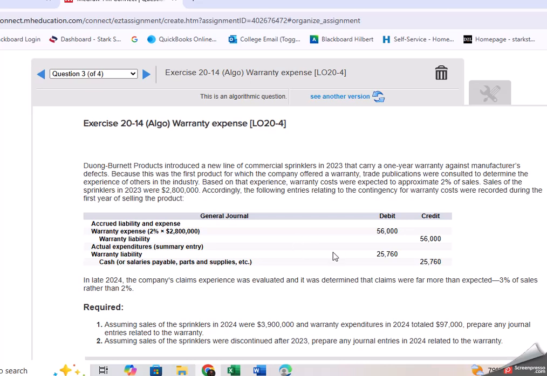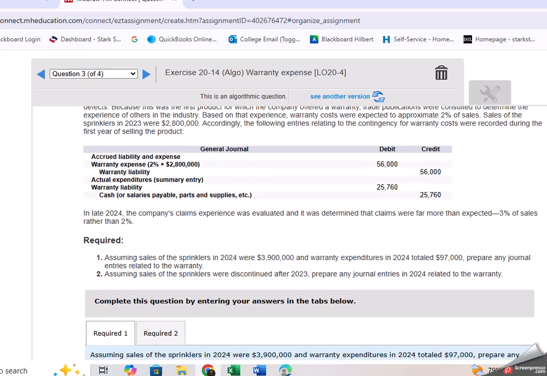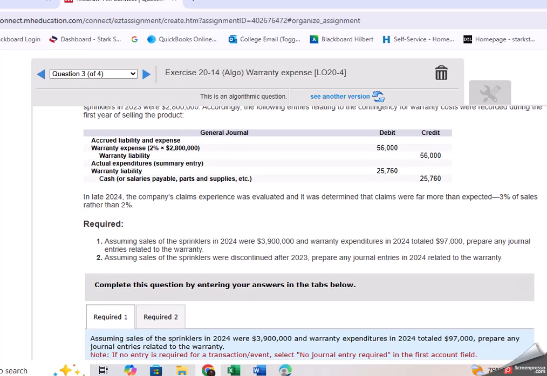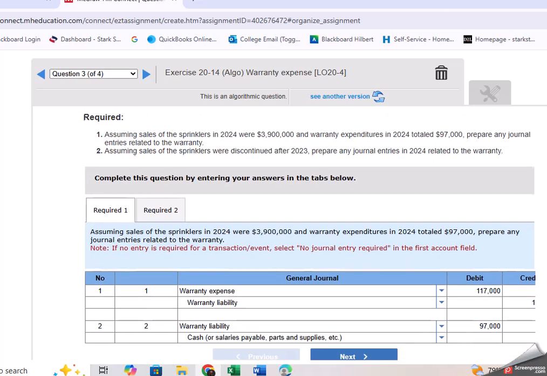So they charged warranty expense and credited the warranty liability at 2% of the sales. Then their actual expenses that came in were 25,760, and they credited out either the wages or the parts or whatever they needed. Then at the end of the year, they determined that these are more than we expected, and we think it should be 3% of sales. So assuming that in 2024, $3,900,000 is their sales and their warranty expenditures were $97,000.